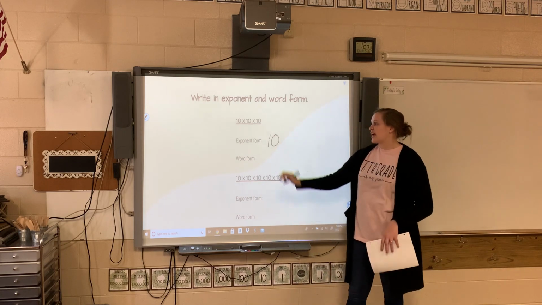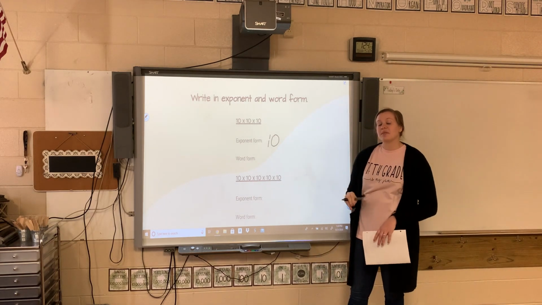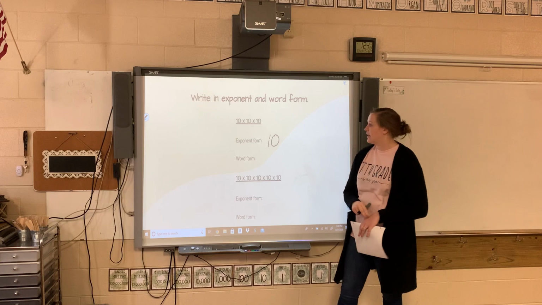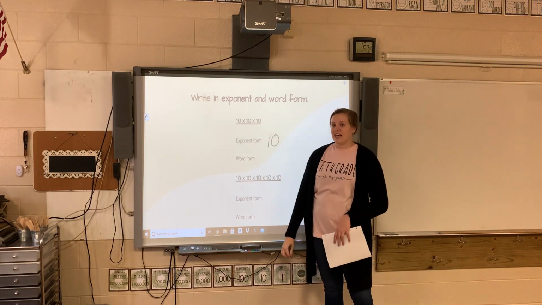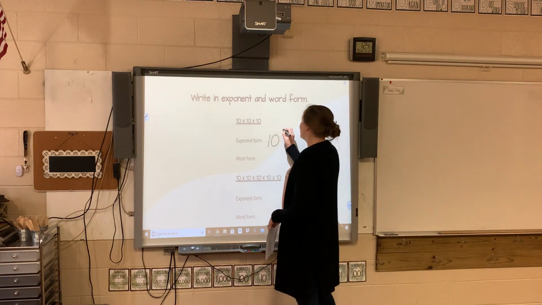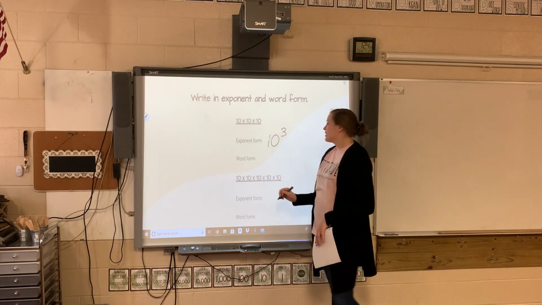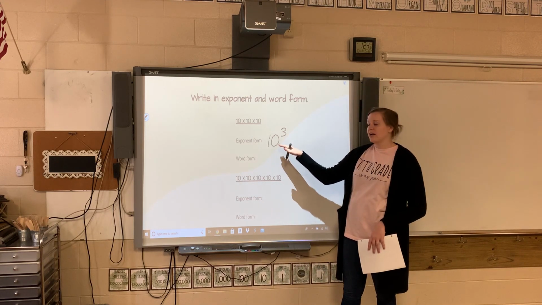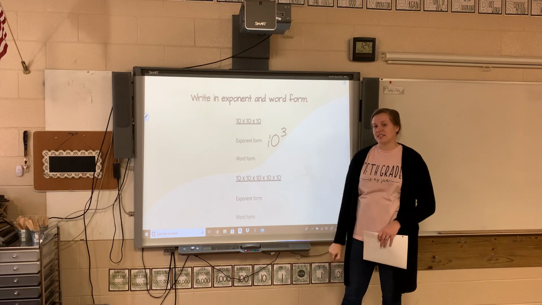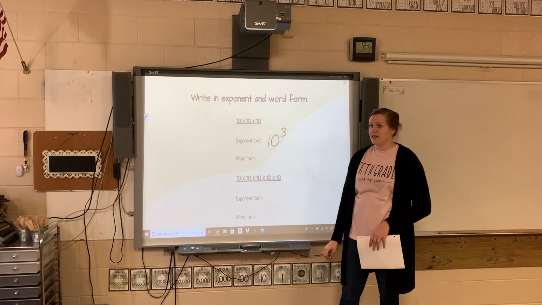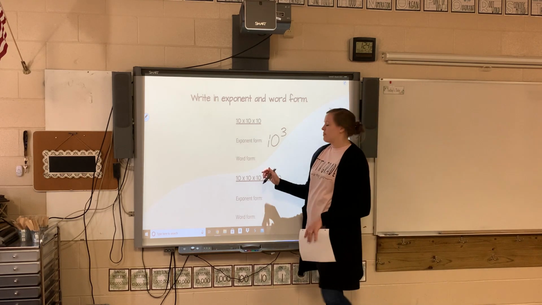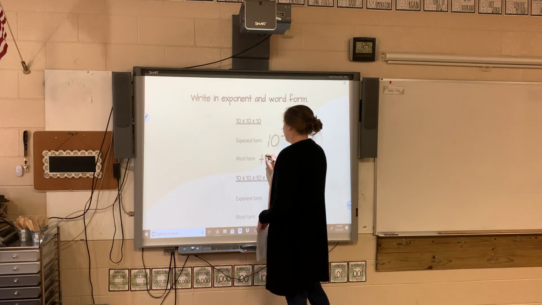And now we need to find our exponent, which tells us how many times that number is being multiplied. How many times are we multiplying 10? 3. So in exponent form, this is the 3rd power of 10. Now if you realize I just said the 3rd power of 10, that's how we're going to write it in word form. So let's go ahead and do that.